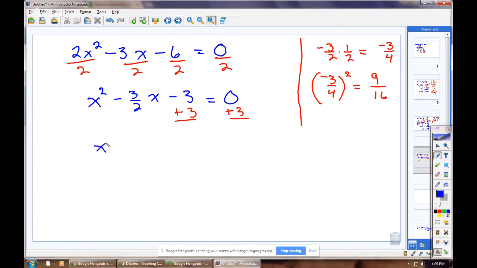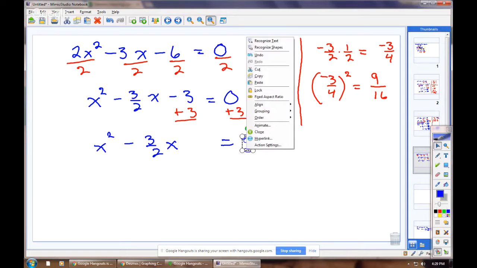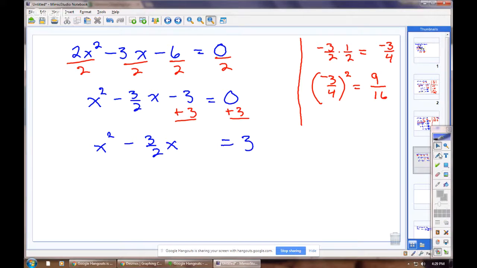So I now have x squared minus 3 halves x, leave a little space, equals 3. Getting ahead of myself. And then our magic number is 9/16. So if I add 9/16 here, I have to do the same thing on the other side to keep it balanced. The whole point was that this is now a perfect square. It's the square of x minus 3/4.